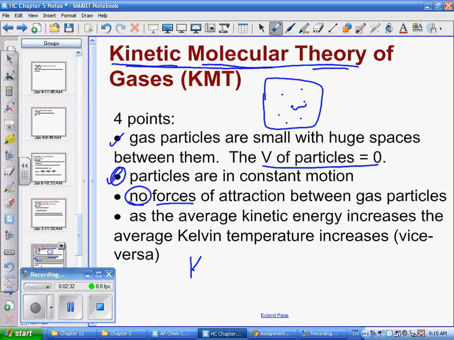Also, you'll notice that the kinetic energy equation is 1/2 mv squared. What this says is that particles that are heavier have a greater kinetic energy. This is assuming that heavier particles and lighter particles are traveling at the exact same velocity. We can manipulate this equation in a couple of different ways, but for now, we'll just keep it simple.